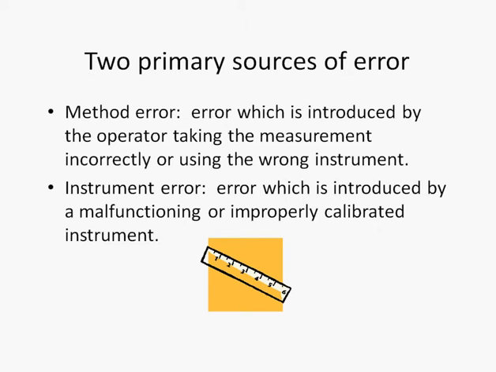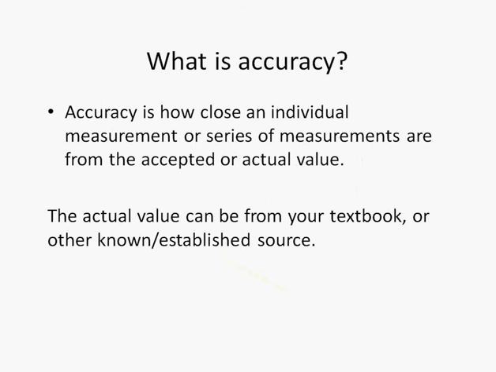So just be aware there are two types: error introduced by a person and error introduced by an instrument. And both of these can lead to problems with accuracy and precision. So what is accuracy? It is how close an individual measurement or series of measurements is to the accepted or actual value. And where do you get this actual value? You can go to your textbook or another known or established source. Be careful using the web because you don't always get good answers from the interwebs. Okay, so accuracy: you make a measurement. How close is it to the actual or accepted value? That's accuracy.